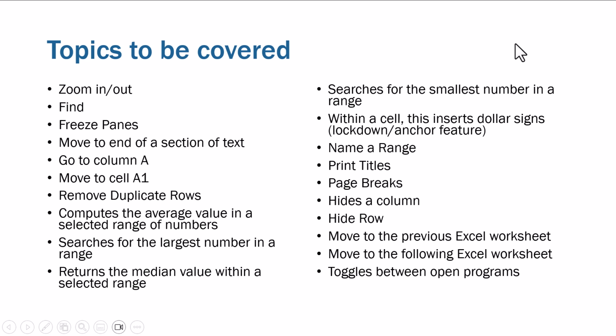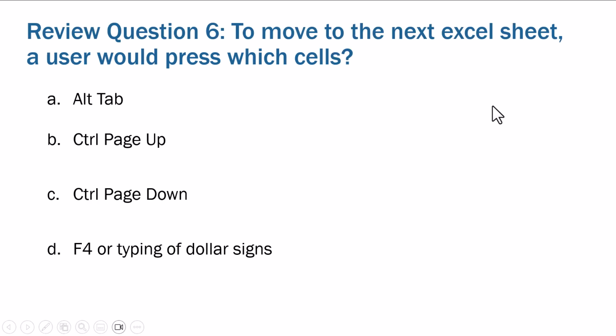So those are just some items that I will use, some more than others. I use the Find a lot. I use Freeze Panes once in a while. I use the Home features a lot. I use that F4 lockdown a lot. Those are things I use. I use Control Page Up, Control Page Down a lot. The Alt Tab a lot. All right, some of the others are more unique.